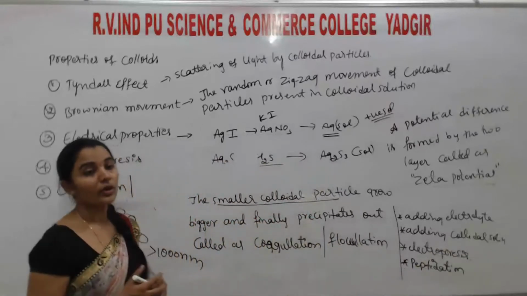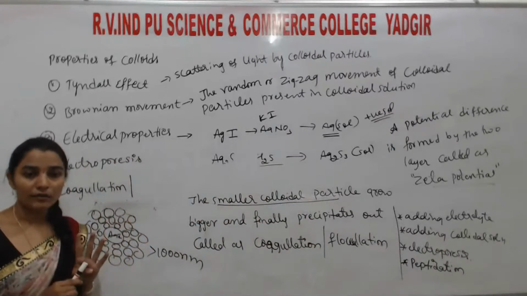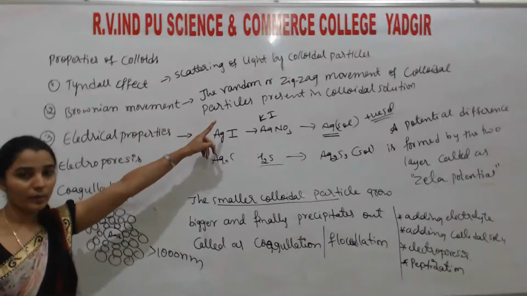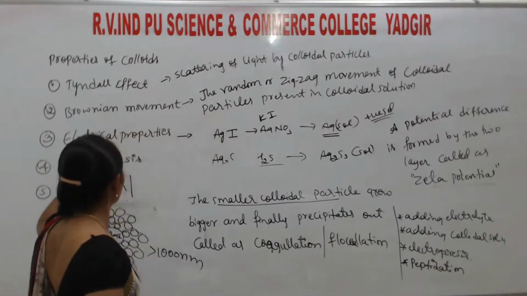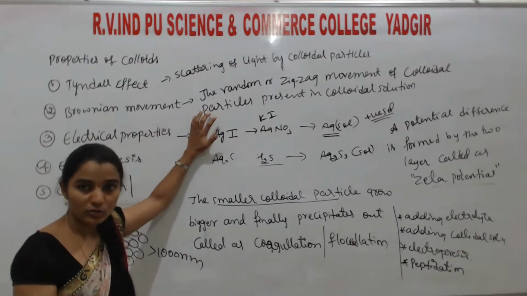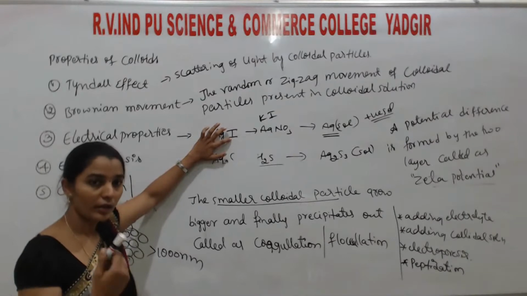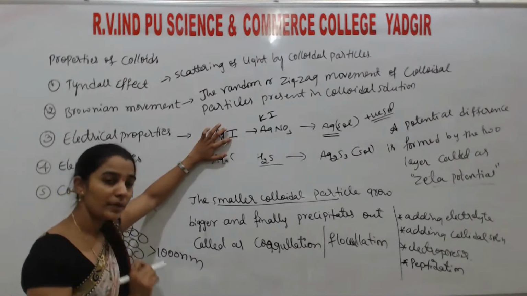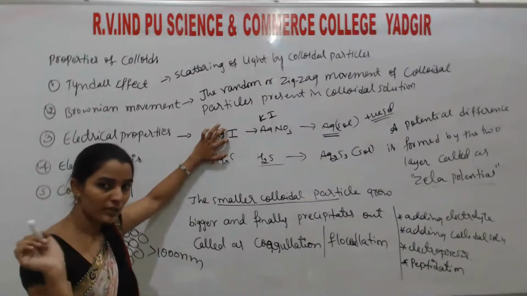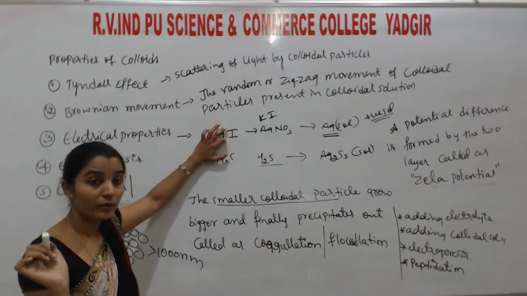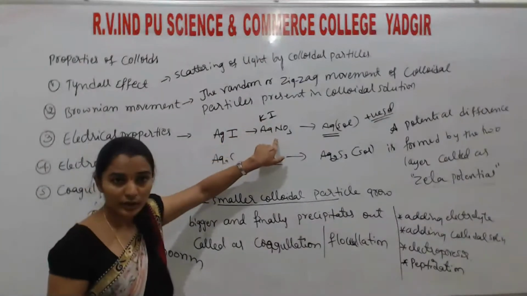So this is all about the 5 properties of colloidal solution. Tyndall effect, that is scattering of light by colloidal particles. Brownian movement, the random or zigzag movement of colloidal particles. Electrophoresis, formation of positive sol or negative sol by peptidization. Peptidization means, as I have said in my class, adding a suitable electrolyte to an already precipitated solution to form colloids. Freshly prepared precipitate is formed into colloidal solution by adding suitable electrolytes.